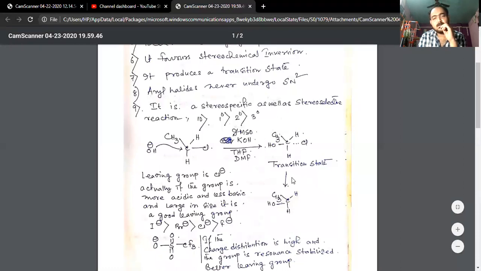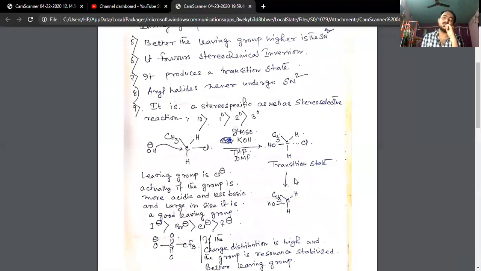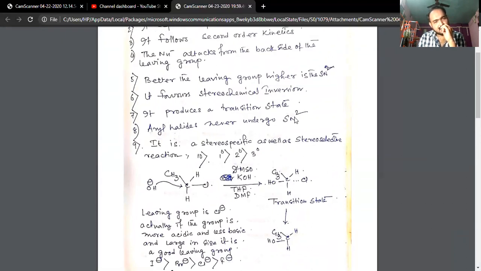Actually, this kind of transition state you cannot trap, because they have a lifetime of 10 to the power minus 16 seconds. You cannot trap this kind of transition state, but reaction intermediates can be trapped by some compounds, some crown ethers, etc. Though that is a different issue, you cannot trap transition states. So transition states are very unstable, having a very short lifetime. They undergo dissociation very easily. Now you can see it produces a transition state.